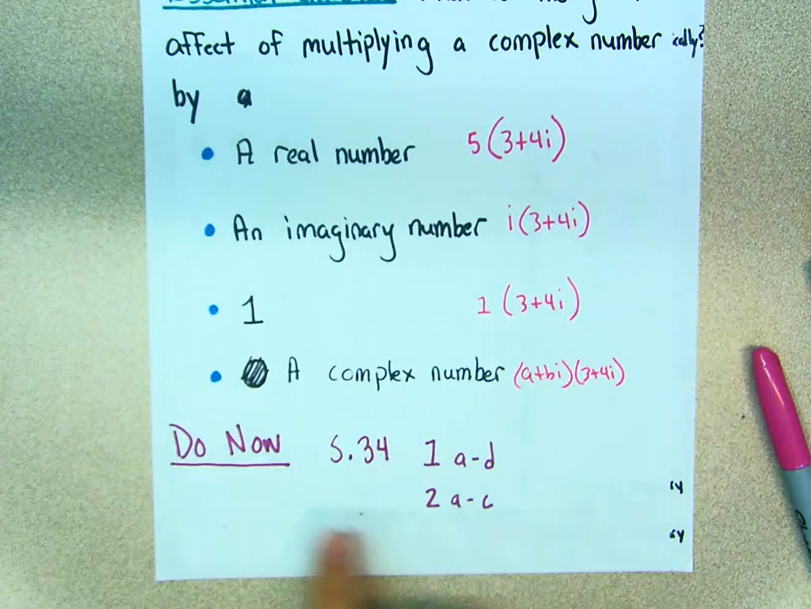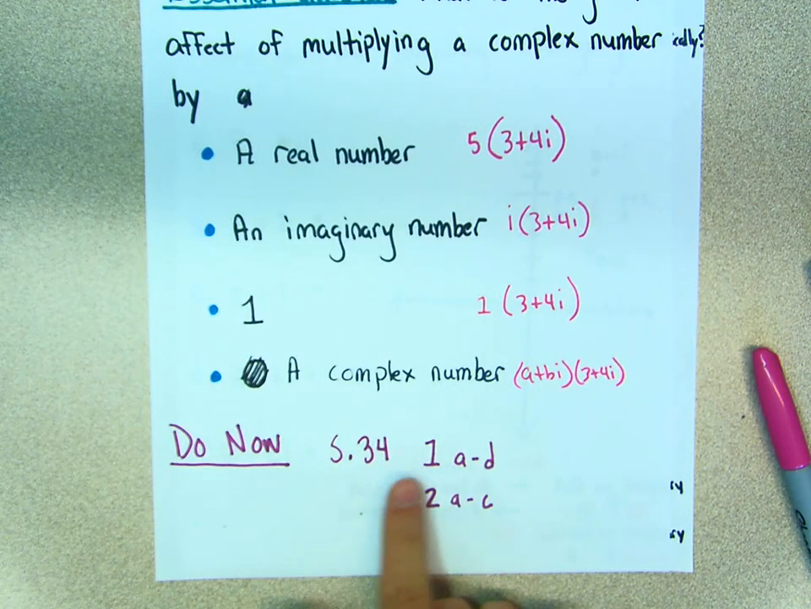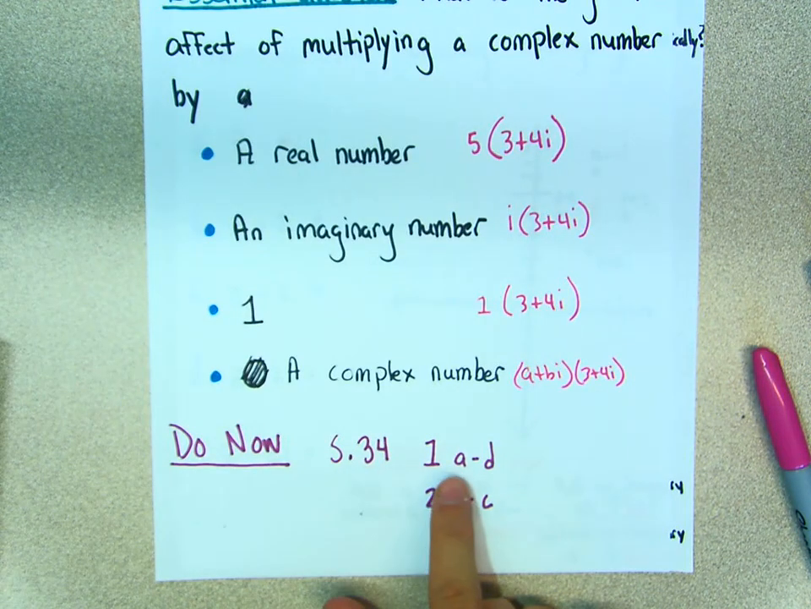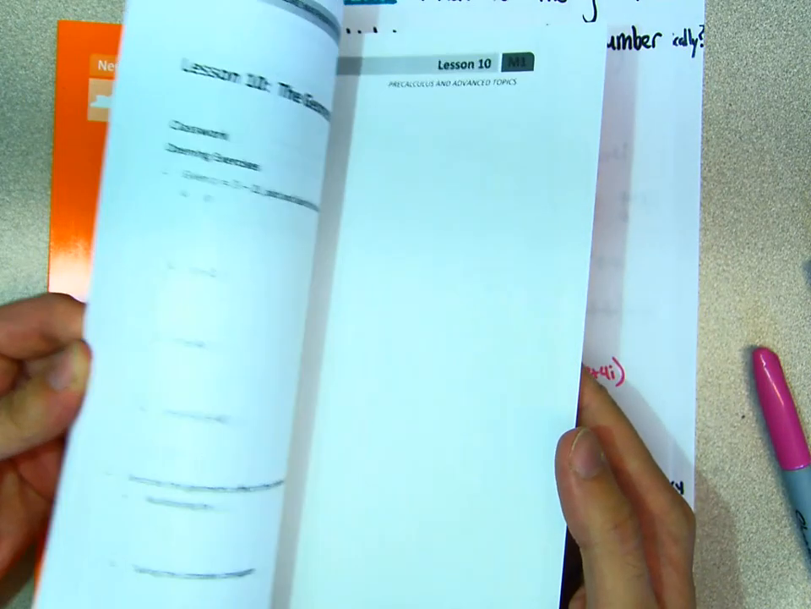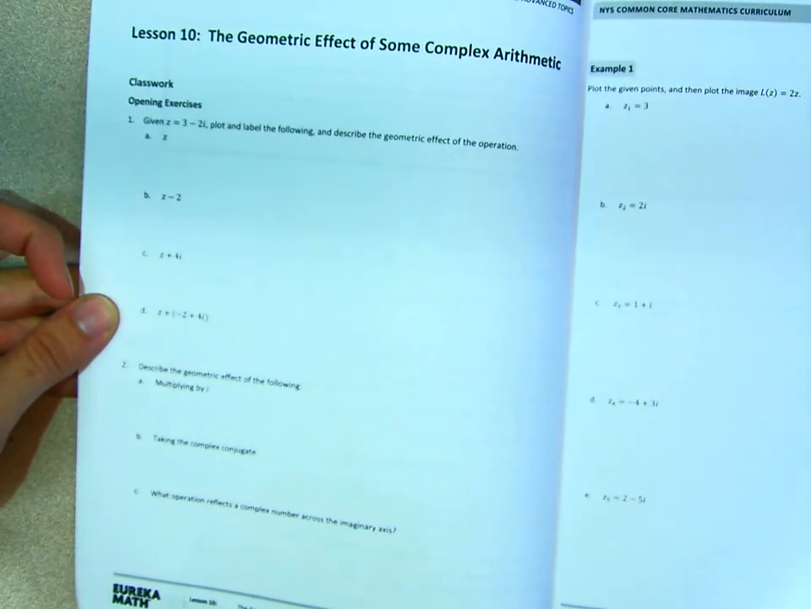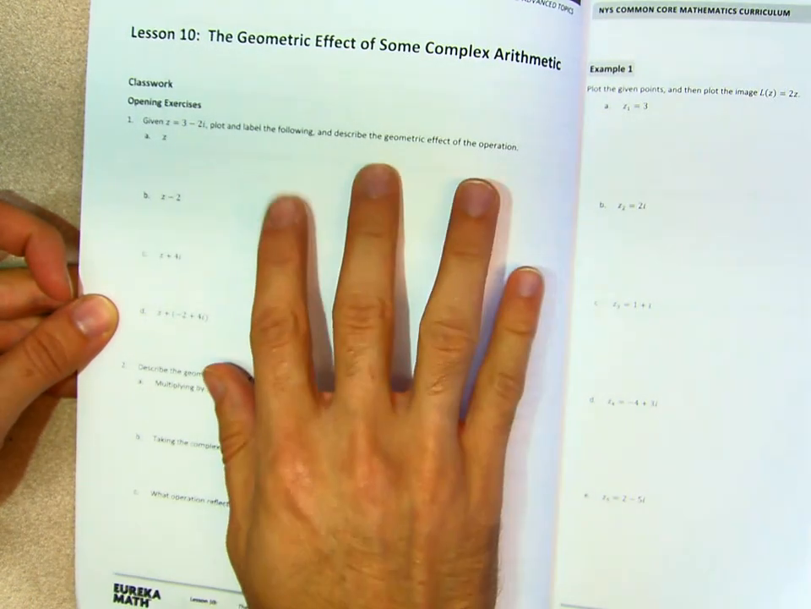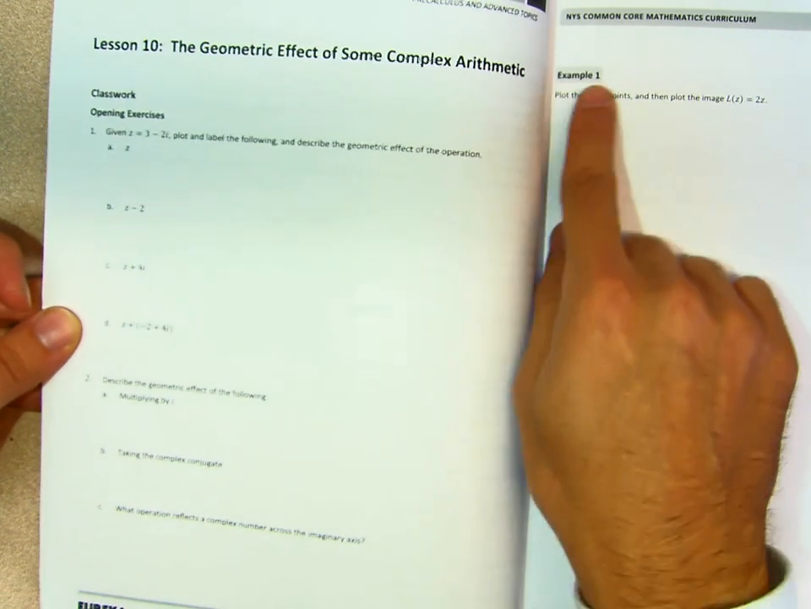What I want you to do is, to go through this exploration, just do S.34, 1a to d, and 2a to c, and they are right over here, right? Do these questions and pause the video and just do a quick review, okay? And then we're going to go to the next part.